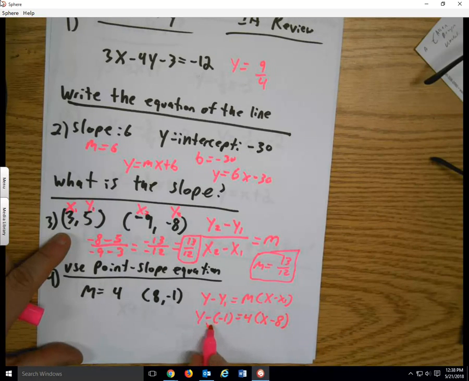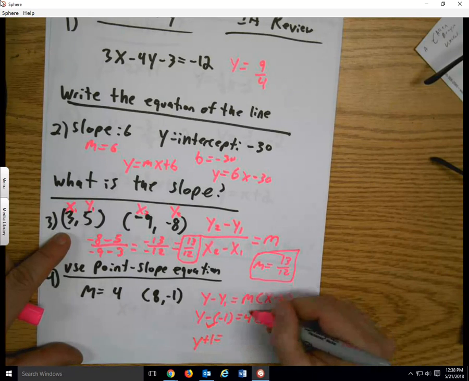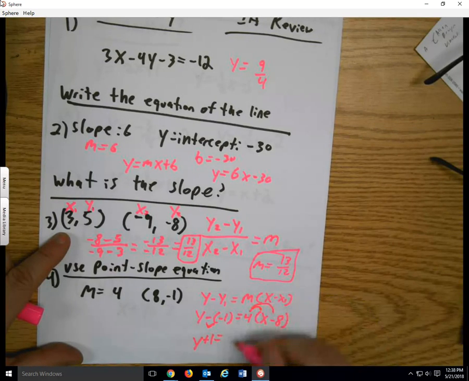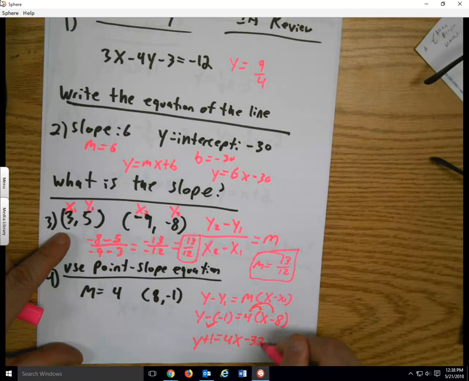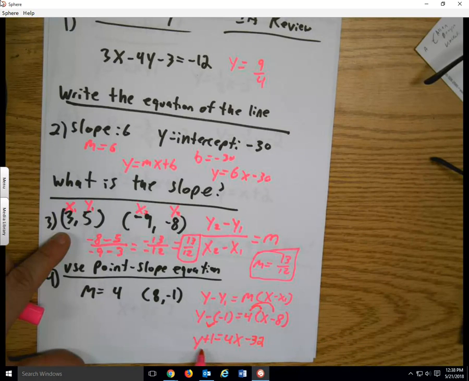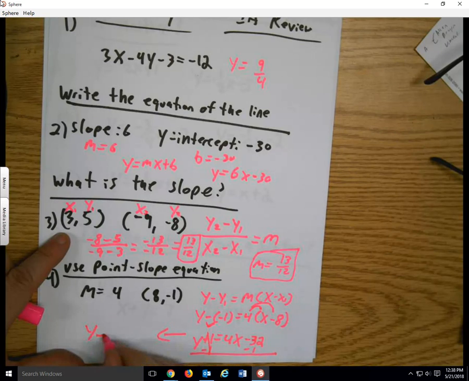A negative next to a negative turns it to a positive. The 4 gets distributed. And then you almost have the y by itself, but there's a +1, so just subtract it from both sides. The answer, well, let me write it to the side here so it fits better, is y, these cancel out, equals 4x minus 33.